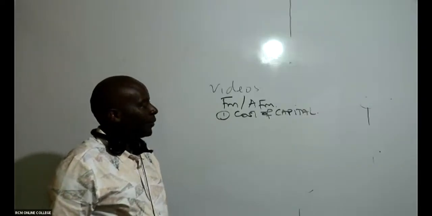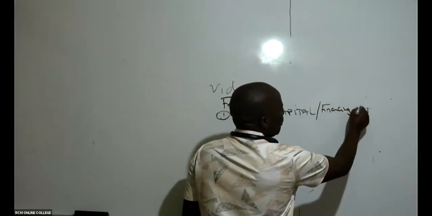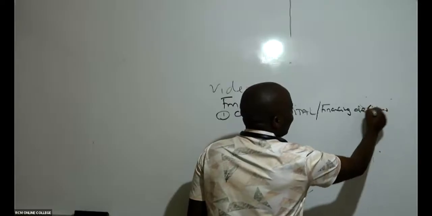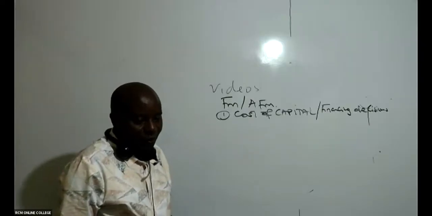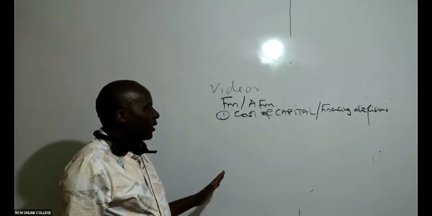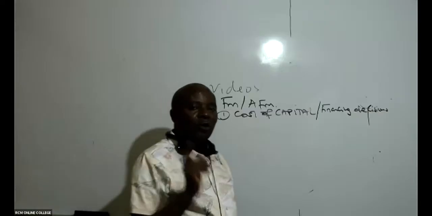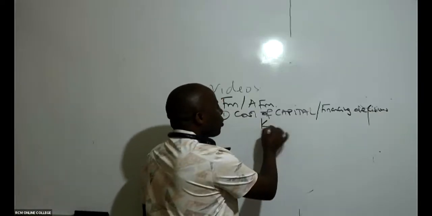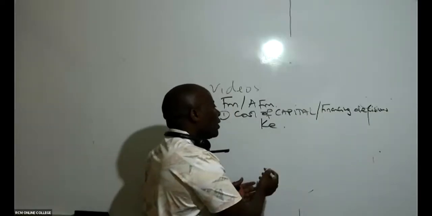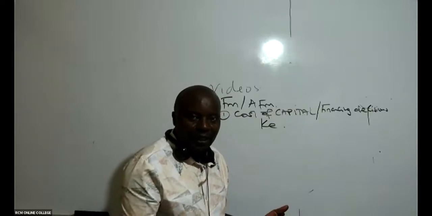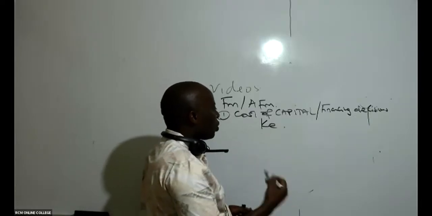So remember, cost of capital falls under what we call the financing decisions. Cost of capital, stroke, financing decisions. Very, very important. So under cost of capital, we must know how to compute cost of capital. We have, for example, cost of equity using the dividend valuation model, using dividends. We have cost of equity using CAPM, and many other methods. We must also know how to get cost of preference shares, cost of debt, etc.